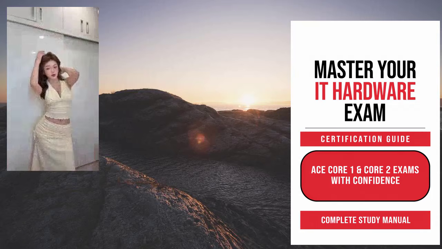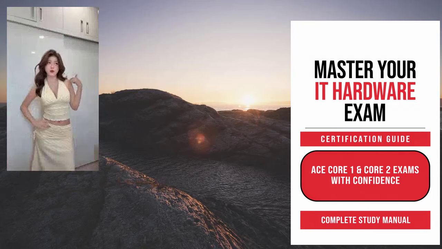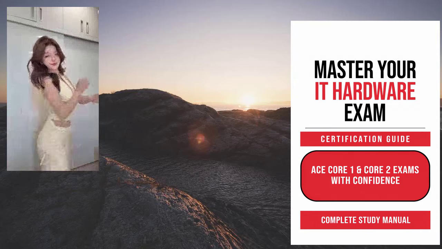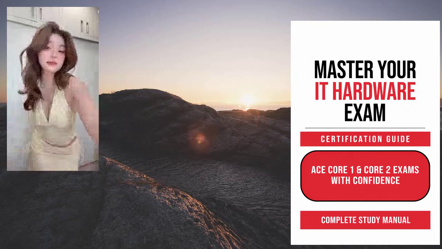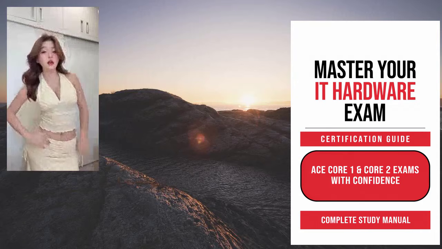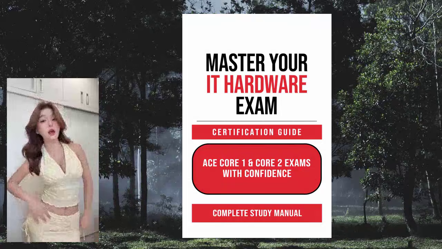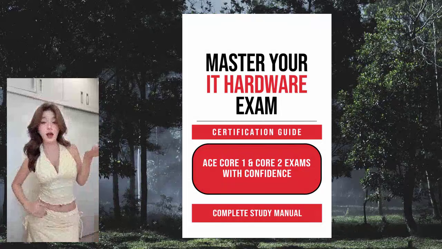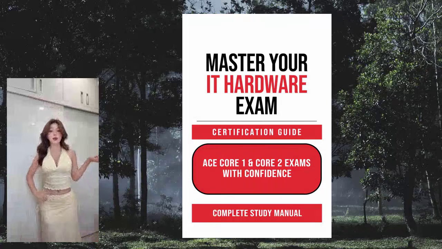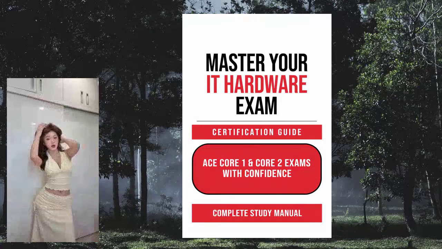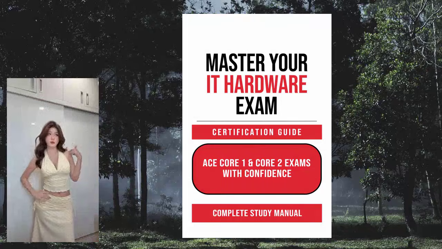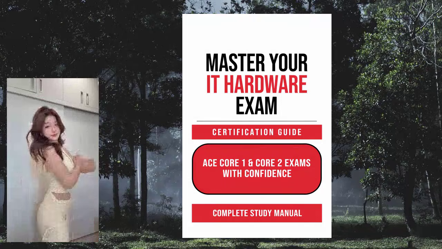Number 3, phishing. Phishing is a social engineering attack where cyber criminals impersonate legitimate entities such as banks, email providers, or service companies to trick individuals into revealing sensitive information such as usernames, passwords, or financial details.